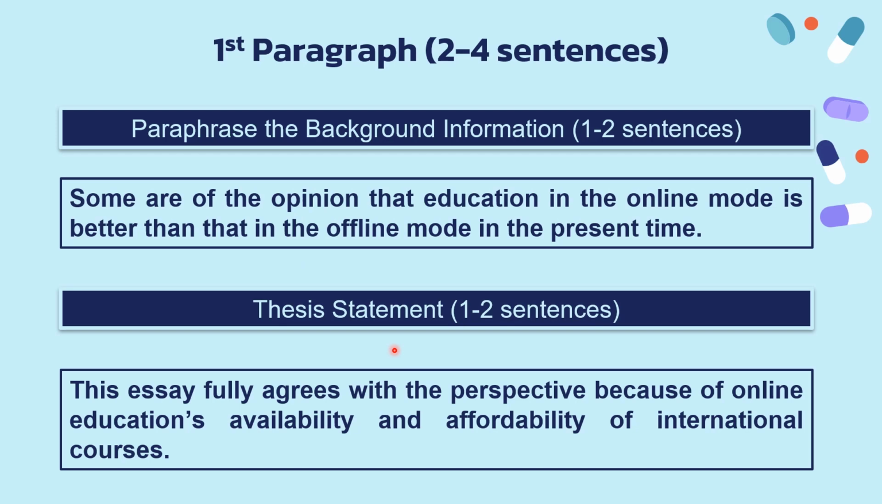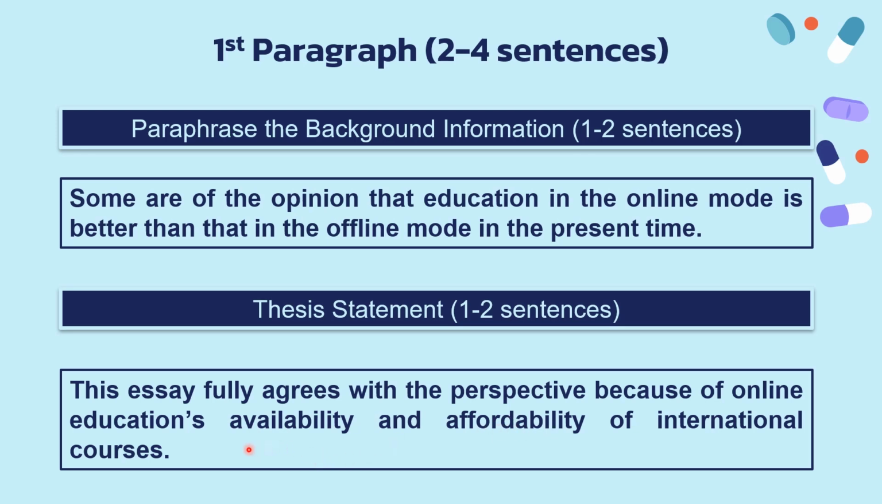Basically I will give my own opinion and also talk about the reasons. What are the reasons? So that's what I thought, that availability and affordability. So what is the thesis statement? This is basically the answer to the question. So the question asked for your own opinion, so I gave my own opinion here and also talked about the 2 reasons why I think so. This essay fully agrees with the perspective because of online education's availability and affordability of international courses. So what 2 things did I choose? That it is more available and it is also more affordable.